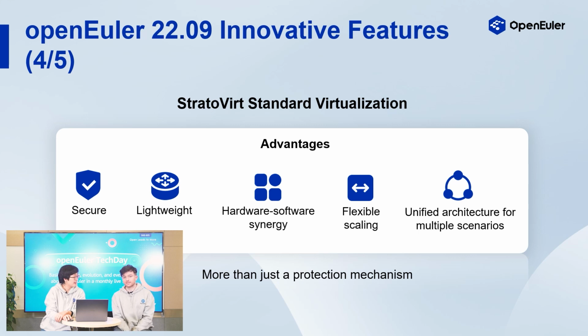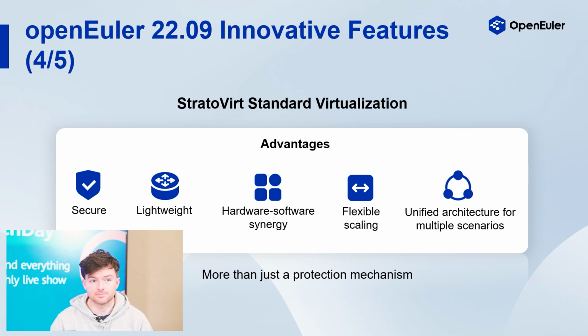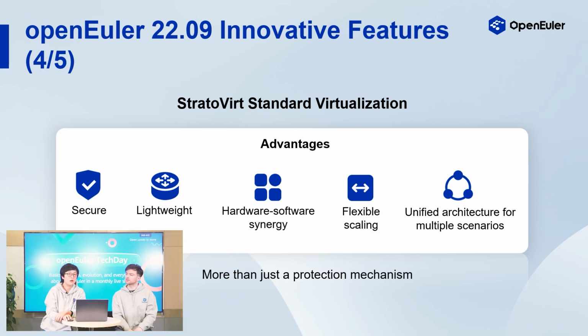What else does it provide? It ensures collaboration between software and hardware across x86 VT-x and Kunpeng V frameworks, and can even run fast and flexible resource scaling within milliseconds in various scenarios. Wow. So it allows a single unified architecture to support serverless, secure containers, and standard VMs. You are absolutely correct. StratoVirt is really more than just a protection mechanism. It enhances multiple aspects of the openEuler framework.